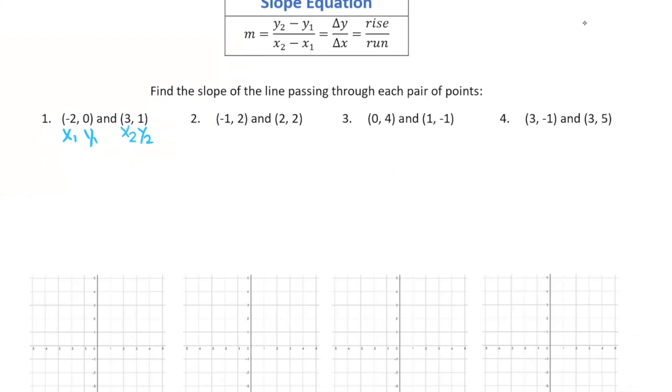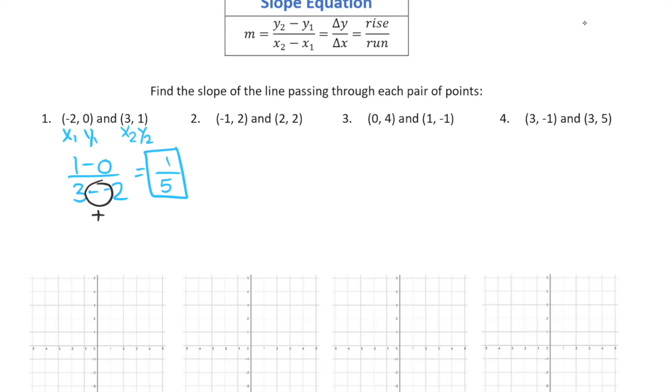And it says to do y2 minus y1 over x2 minus x1. Now keep in mind, I am subtracting a -2, so I do have to make sure that subtracting a negative turns into overall addition. Okay, so I end up with 1 in the numerator and 3 plus 2, so 5 in the denominator. The slope is 1/5.